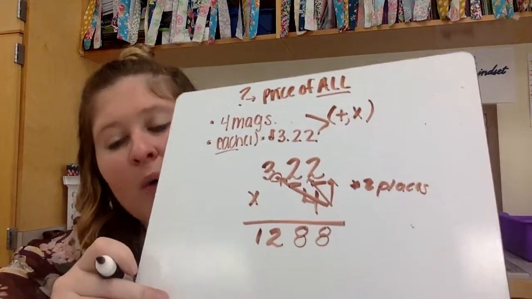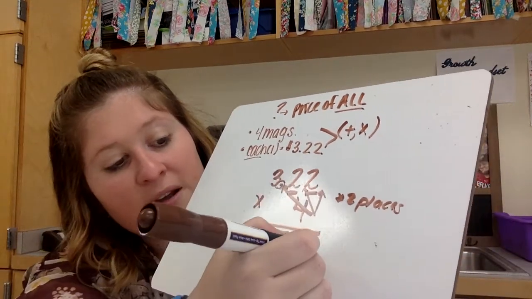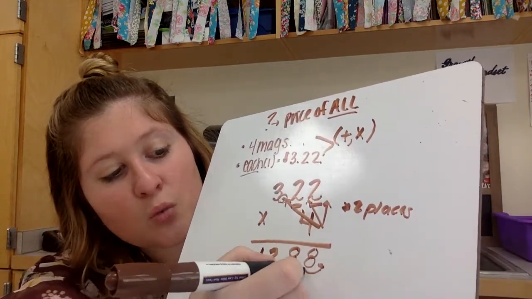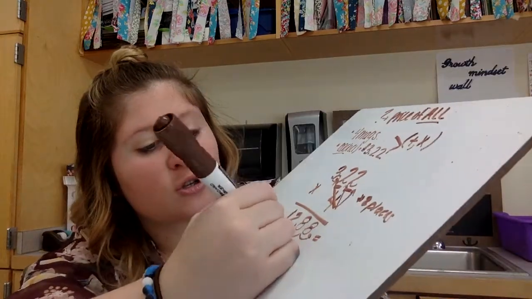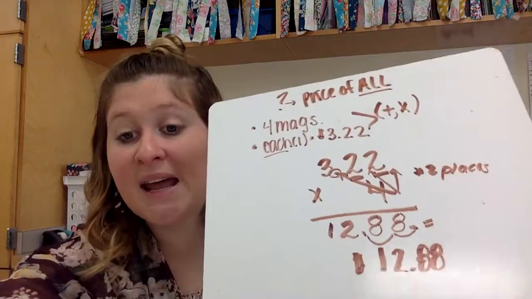So now I need to figure out, well, where's my decimal in this number right now? Our decimals always go at the very end, and a lot of you are really good about that. I'm going to move it 2 places, 1, 2, and then rewrite my answer. So this turns into $12.88.